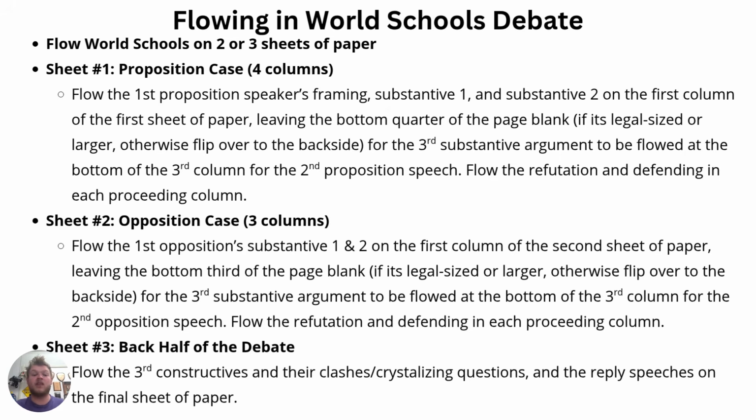But again, you want to leave about a third of the paper blank at the bottom so that you can flow the third substantive argument in the last column for the opposition team's case. And then anytime those arguments are attacked or refuted or defended, then you'd flow those to the right. Then our third sheet of paper is what we use in the back half of the debate. So we flow the third constructive speeches with their clashes or their crystallizing questions and the reply speeches to voting issues or voting lenses on the final sheet of paper.